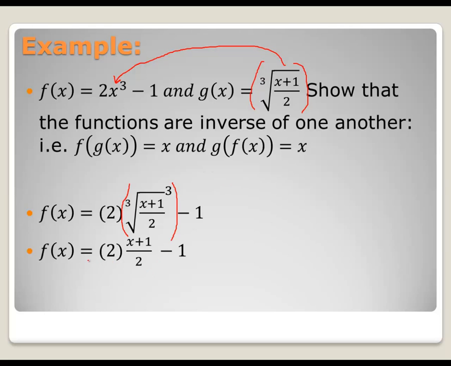So we now have 2 times x plus 1 over 2 minus 1. These happen to cancel out. And now we're left with x plus 1 minus 1, which turns out to be f of x equals x. So this equation right here is proven to be that. Therefore, we have an inverse function. So g is the inverse of f of x.